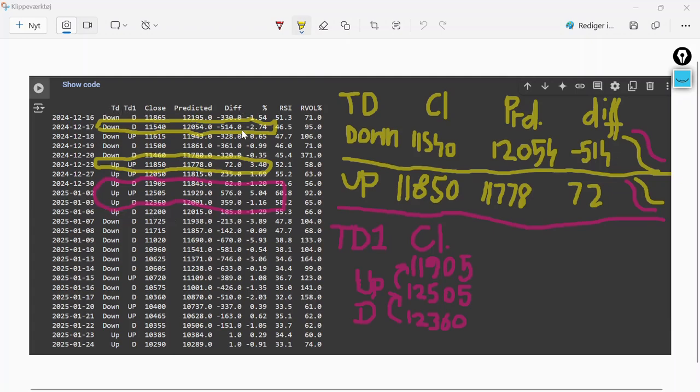Closing, predicted, and difference, which is the difference between the two prices. That is how these four columns help me to analyze data. I will make another video on these two columns.